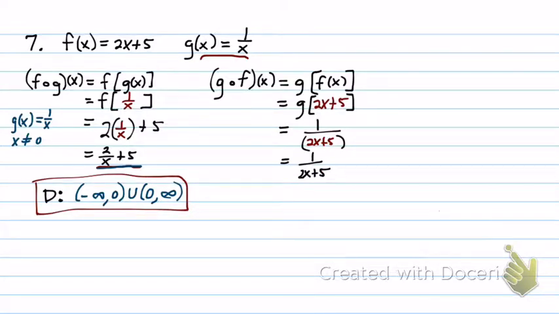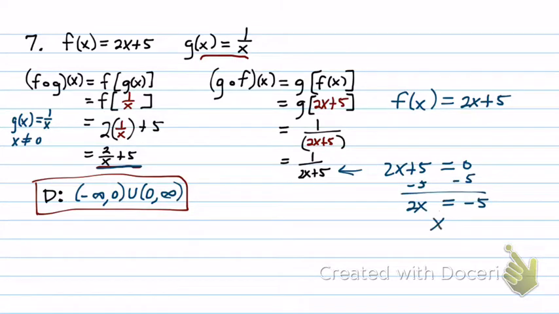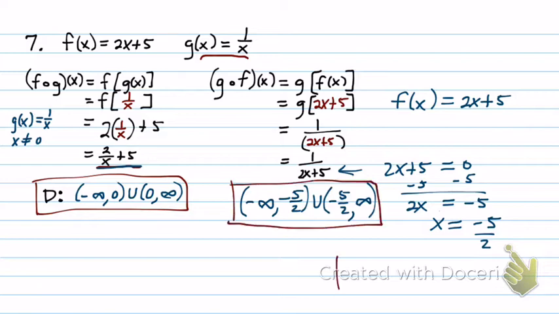So in this problem, first of all, we want to look at f of x. The domain here is all real numbers because this is a linear function. However, if you look at g of f of x, we've got to make sure that we don't have 0 in the denominator, so we need to find out when 2x plus 5 equals 0. We're going to get 2x equals negative 5, or x equals negative 5 halves. So it's all real numbers except for this value here. And that's how we would write that.